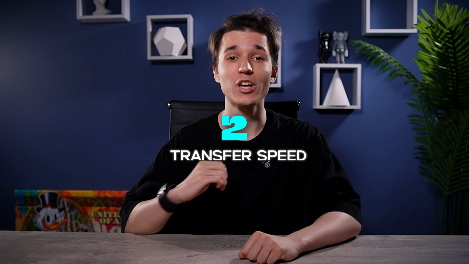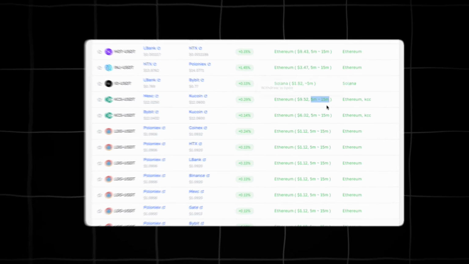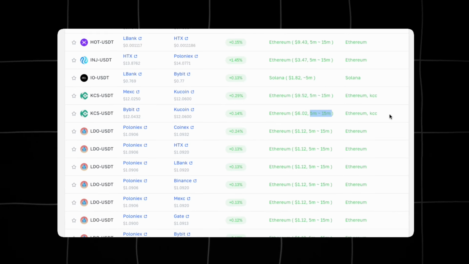Second thing you should pay attention to is transfer speed. The longer the token takes to move between exchanges, the higher the chance the price will change and the spread will disappear. Ideally, the transfer takes no more than 1-2 minutes. Arbitrage Scanner shows the average transfer speed for each token. Also, we suggest choosing tokens with fast confirmation times and avoiding slow networks like BTC or Ethereum.